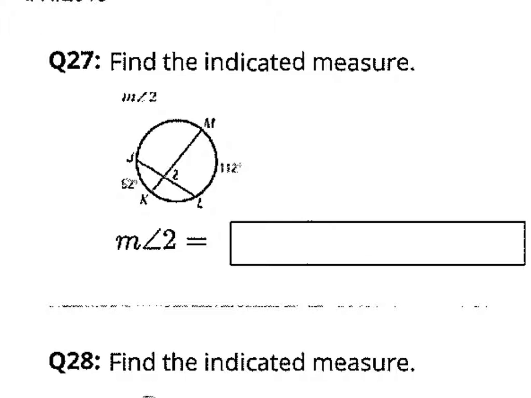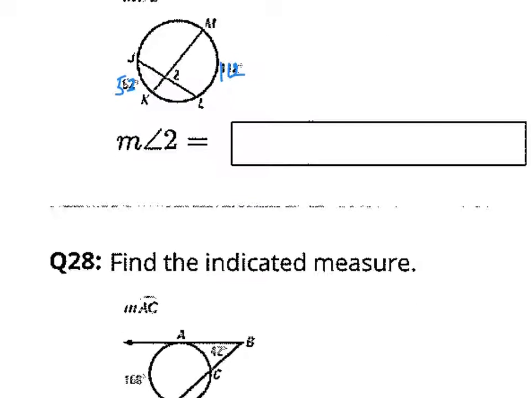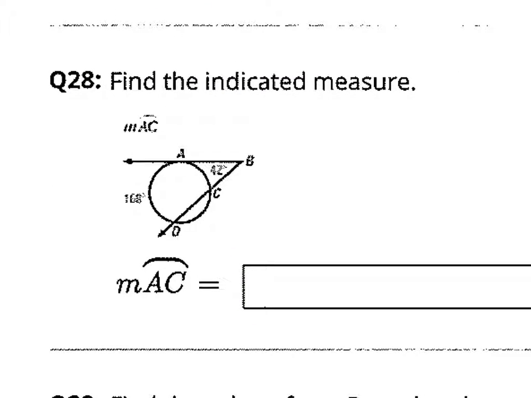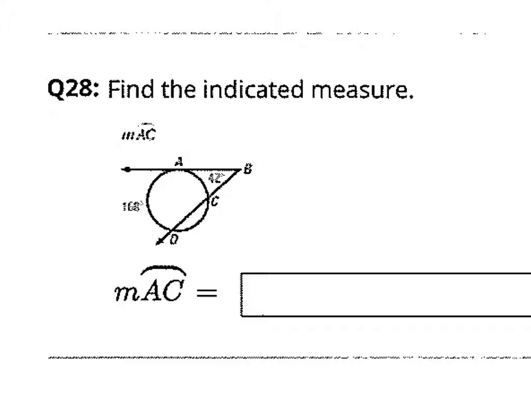Number 27, all you have to do is add, this is 52, this is 112. You just got to add those and divide by 2. That'll give you the measure of angle 2. This is 168 for number 28. AC is x, so you got to take x minus 168 divided by 2, and set it equal to 42, and solve for x. To do that, you would want to multiply by 2 to both sides first to get rid of the fraction.